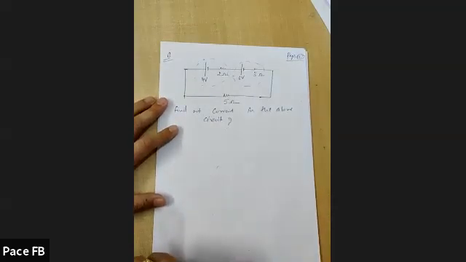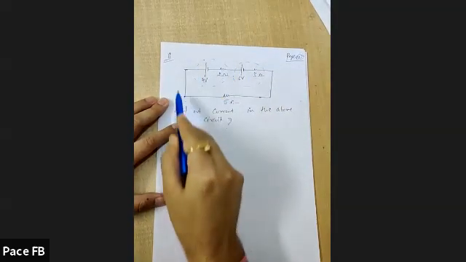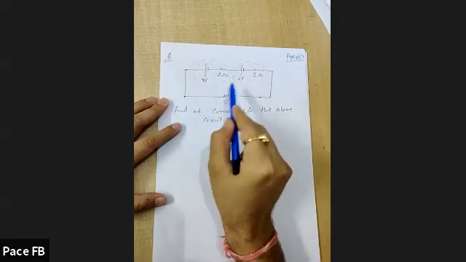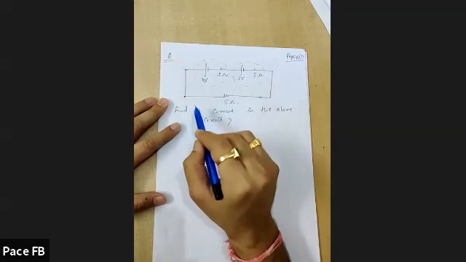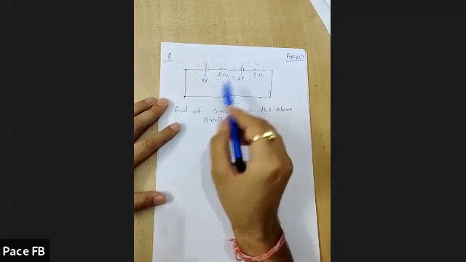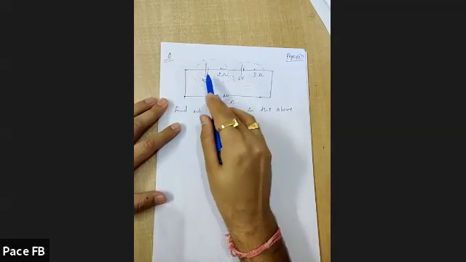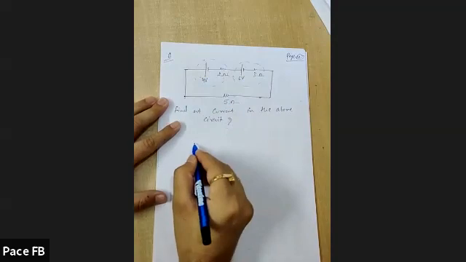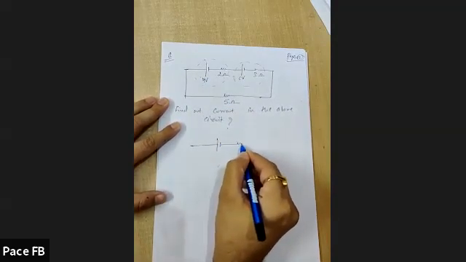So there are two cells, and there is only one loop. It means current passing through all 5 electrical devices is the same. It means both the cells are connected in series, and they are supporting each other, positive, negative, positive, negative. So what would be E equivalent? E equivalent would be like this.